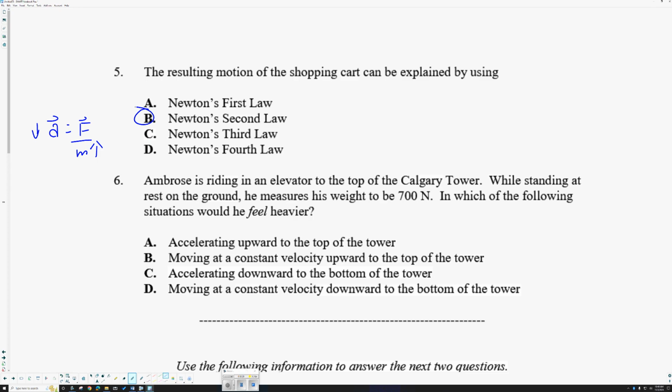Question 6. Ambrose is riding in an elevator to the top of the Calgary Tower. While standing at rest on the ground, his weight, or his force of gravity, is 700 newtons. Which of the following situations would he feel heavier? In other words, in which situation would his normal force be bigger than 700 newtons, bigger than his force of gravity acting down? His normal force would be bigger when he's accelerating upward toward the top of the tower.